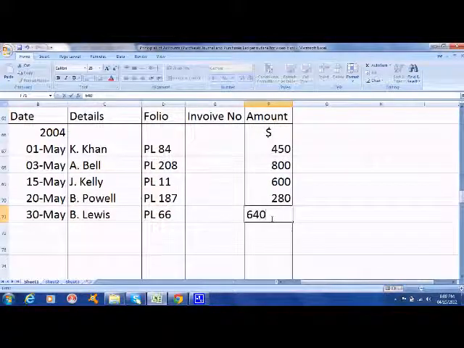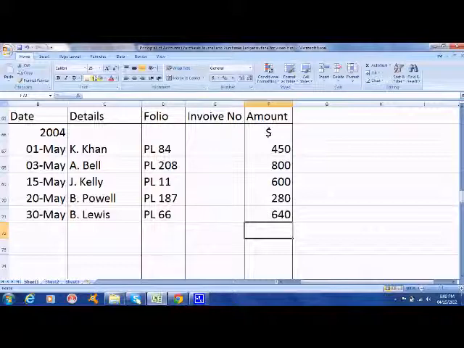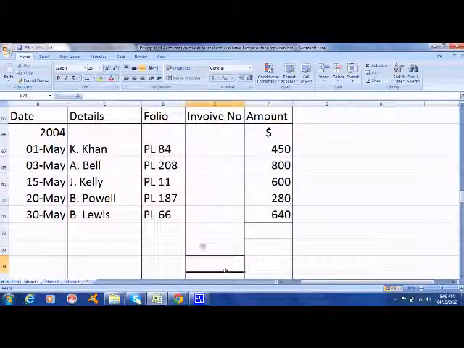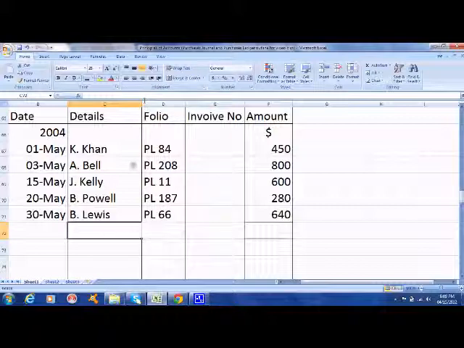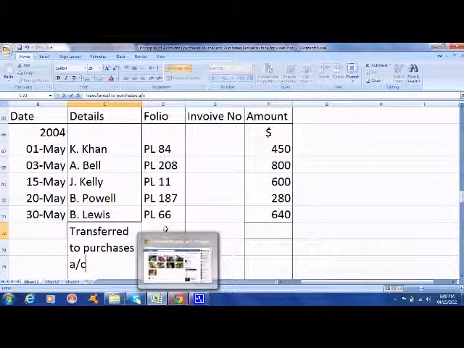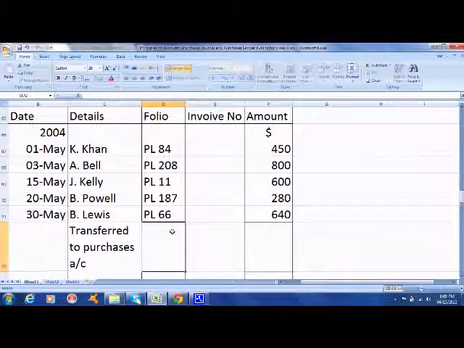640. Now we're gonna do something. We're gonna add up everything. I finished that one, but in this column here, we're gonna write something called transfer to purchases account. Transfer to purchases account, and remember the question.